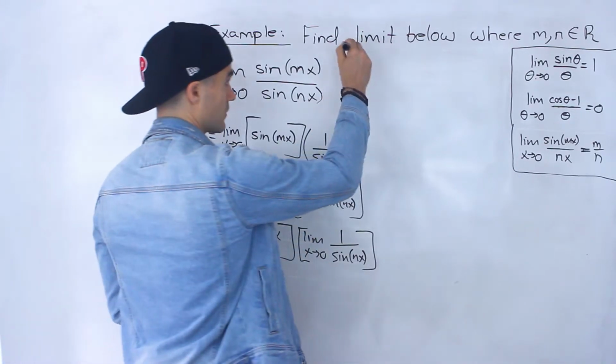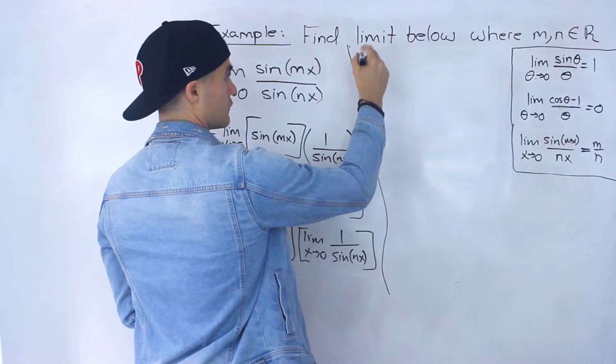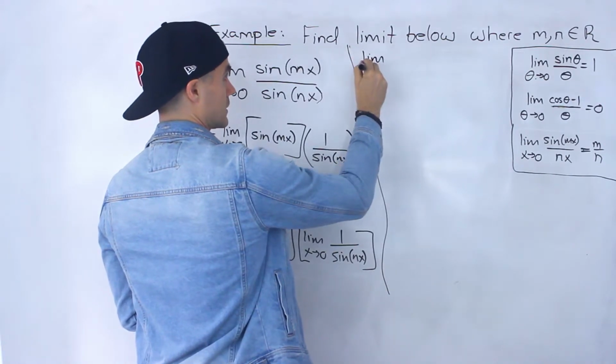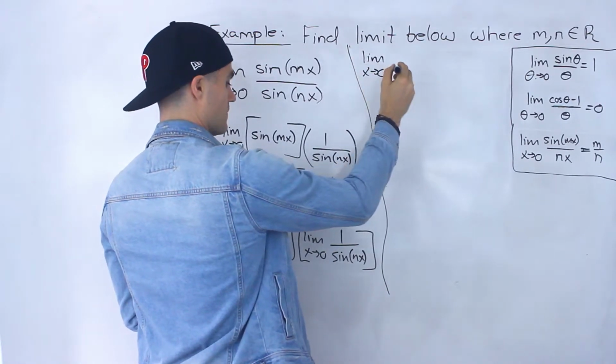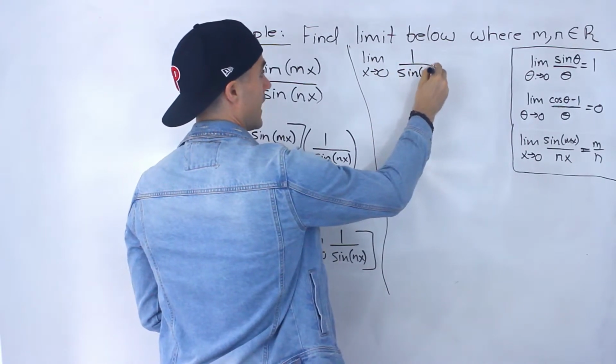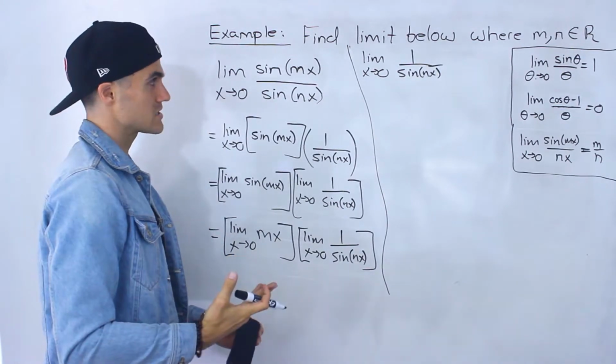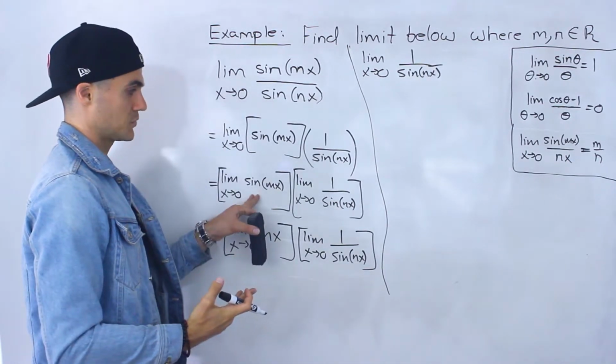So I'm going to do the same thing. I'm going to do it up here. Let's actually split this up just so we're not getting confused. So we got the limit as x approaches 0 of 1 over sine nx. Now this one's going to be a little bit more unique, but the process is going to be very similar to what we did here.